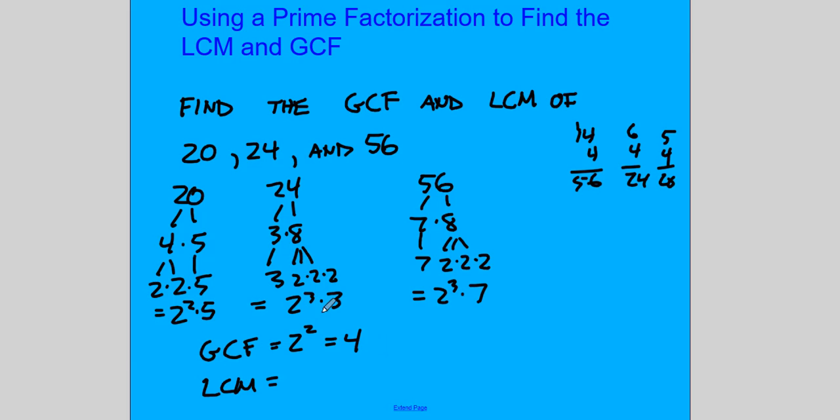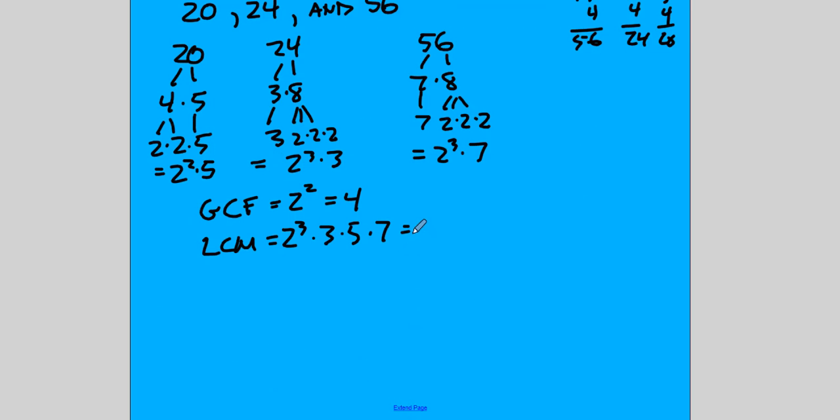So the highest power of 2 that appears is 2 to the 3rd. The highest power of 3 is just 3 to the 1st, or 3. We have a 5 to the 1st, so we have 7. So this one's going to be much bigger than what we've been figuring out. So 2 to the 3rd is not 6. Please remember it's not 6. This is repeated multiplication. That's 8. So this is 8 times 3 times 5 times 7.